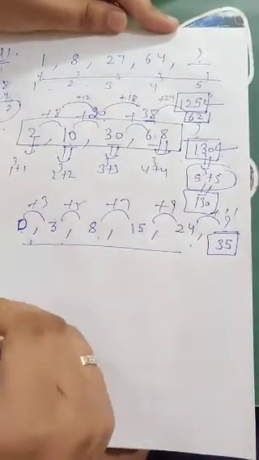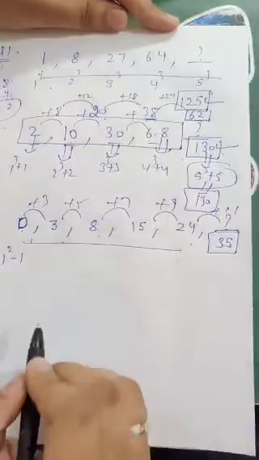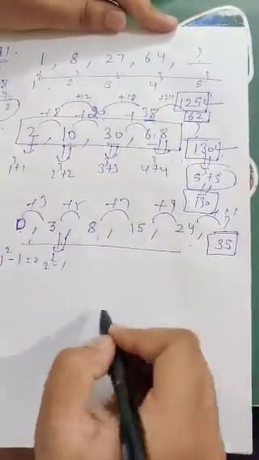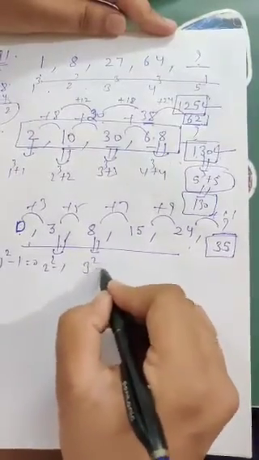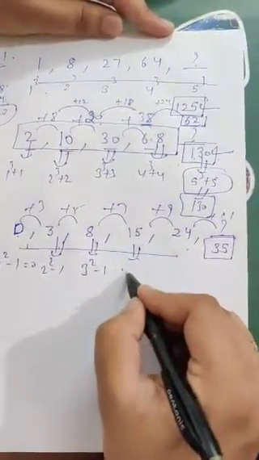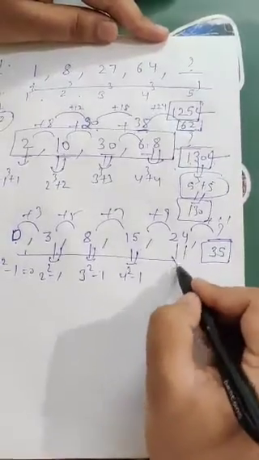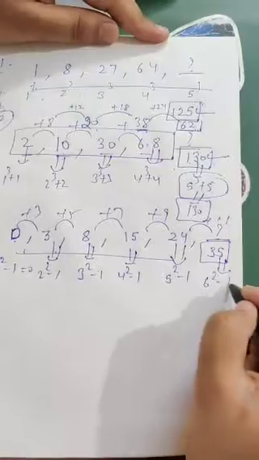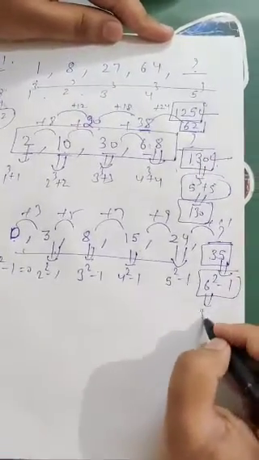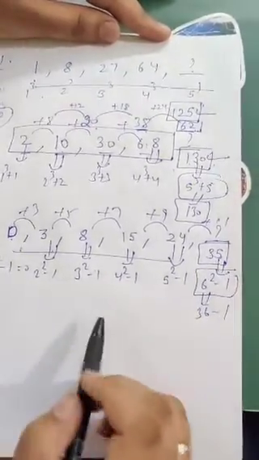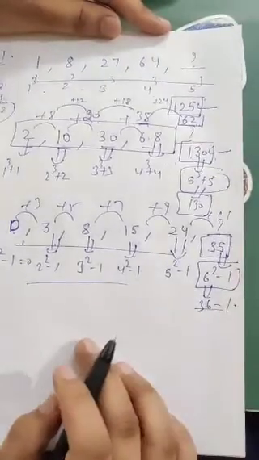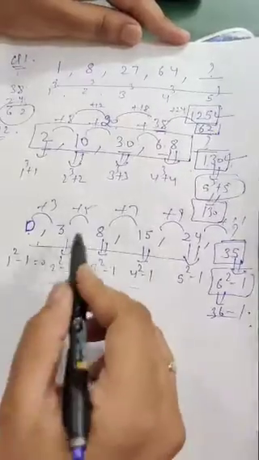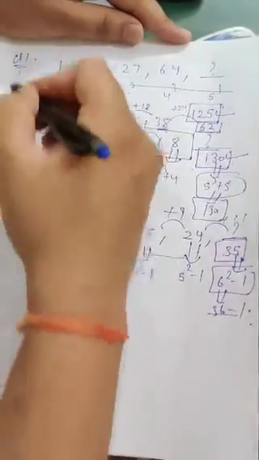That is, how can I write 0? 0 can be written as 1 square minus 1, that is 0. 3 is 2 square minus 1. Similarly, 8 is 3 square minus 1. Similarly, 15 is 4 square minus 1. Similarly, 24 is 5 square minus 1. And similarly, 35 is 6 square minus 1. 6 square is 36, minus 1. So by two methods we have done this question.